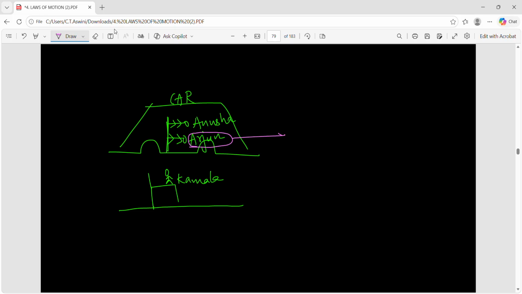We'll take Arjun as object under consideration. That means we have to decide the state of Arjun here, whether Arjun is in state of rest or state of motion. And for that, we are taking two observers here. First observer is Anusha and second observer is Kamala. They are seeing the state of Arjun here.